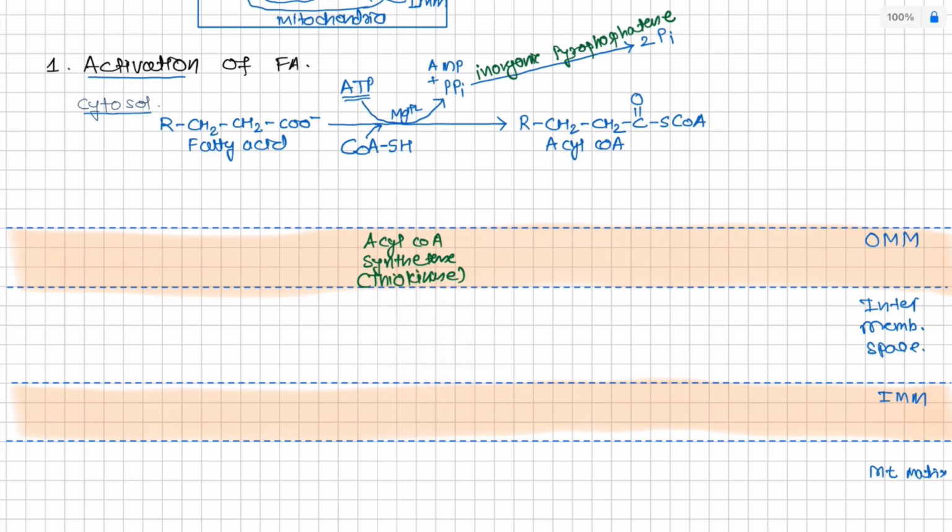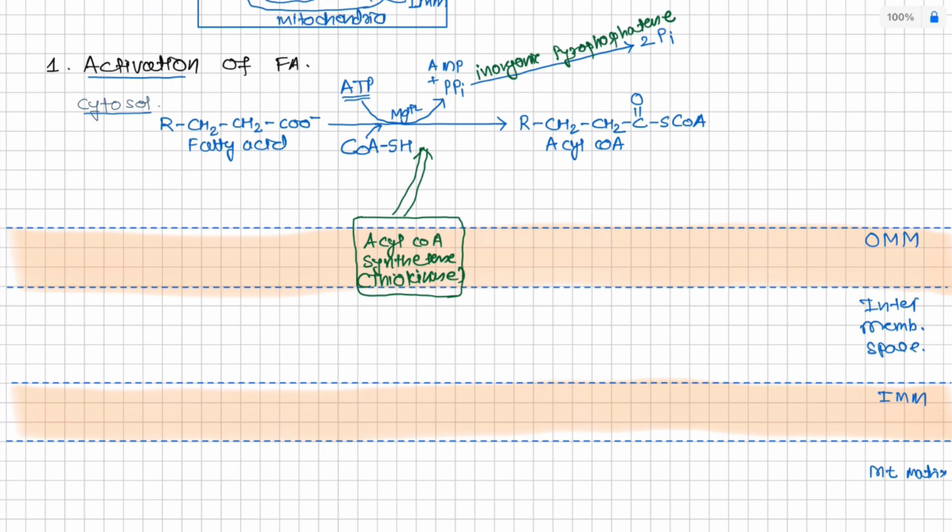Now, this is surprising, right? Because this reaction takes place in the cytosol, but its catalytic enzyme is located in the outer mitochondrial membrane. So, let's say this represents the enzyme. It is protruding on both sides, on the outer leaflet as well as the inner leaflet of the outer mitochondrial membrane. So, this enzyme catalyzes this first reaction.